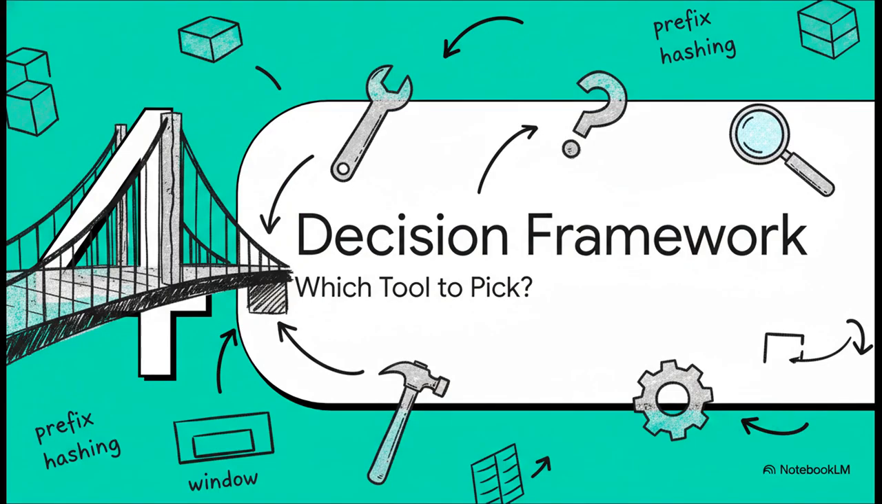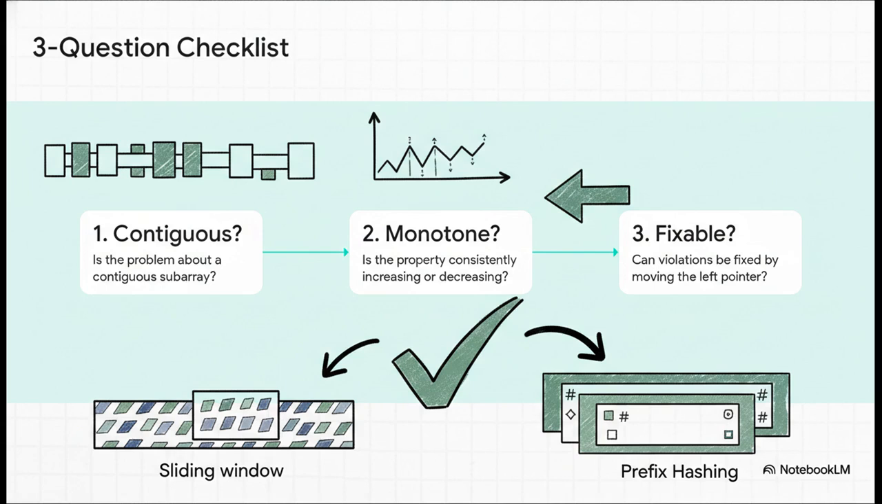Okay, so we've built the bridge, we've seen both sides. How do you actually use this? When you're faced with a new problem, how do you decide which tool to pull out? It's actually pretty simple. Here's a little checklist for you. Just ask yourself those 3 questions again. 1, is it about a contiguous block? 2, is the property I'm tracking monotone? And 3, if I break the rule, can I fix it just by moving the left pointer? If you get a confident yes to all 3, then the sliding window is probably a great, efficient choice. If not, the more robust, more powerful prefix hashing approach is your safe bet.